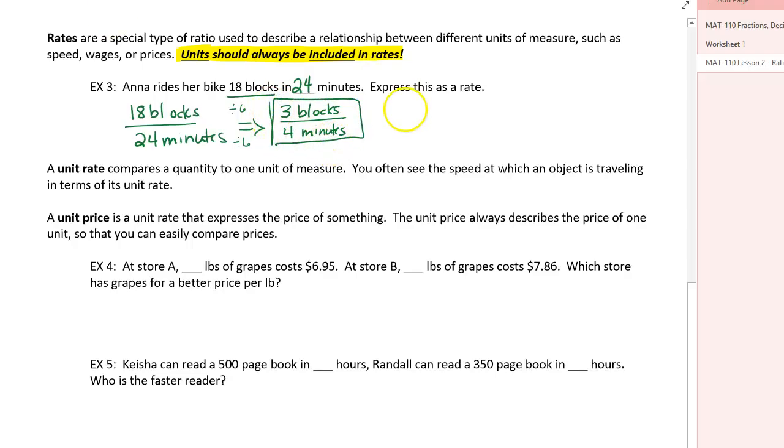Another way to read this would be 3 blocks per 4 minutes. So you often see the word per used in rates, and in math, per means to divide. So keep that in mind.